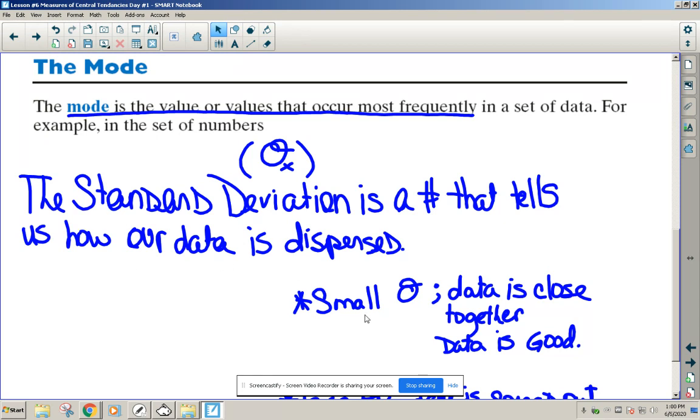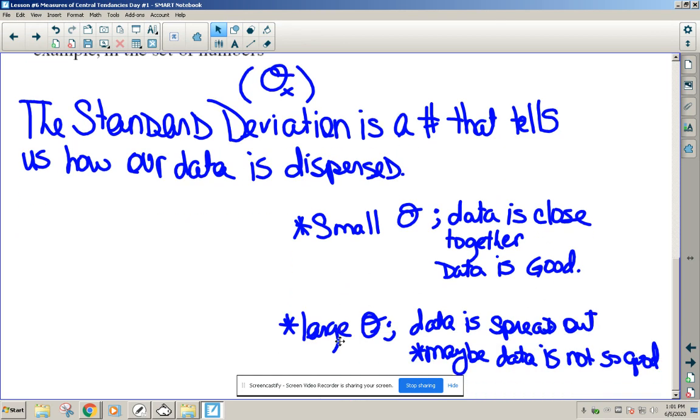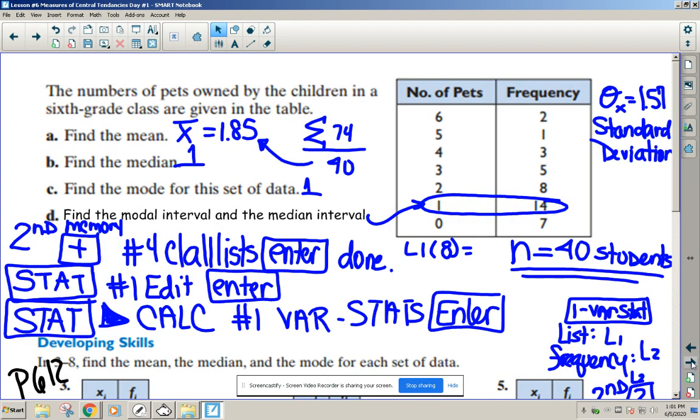A small standard deviation means you have really good data. Your data is all close together. You have a good set of data. If you have a large standard deviation, that means your data is really spread out and you really don't have a very good set of data to be working with. The rule of thumb in statistics is the larger your data set, the better your numbers and the better your conclusions will be. Now, we're going to do this.